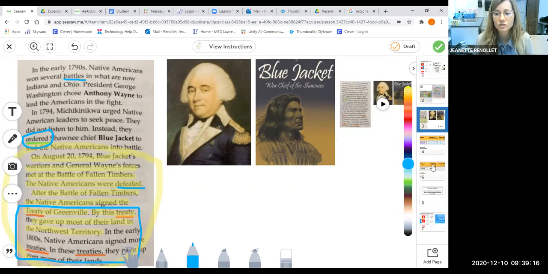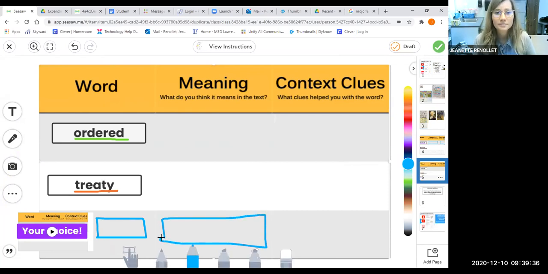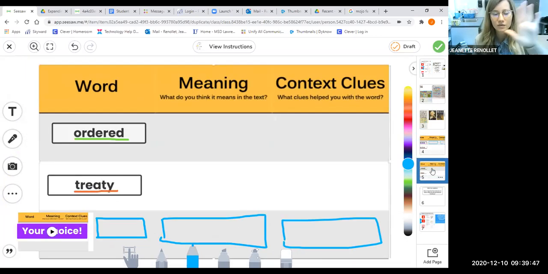When you are done using your context clues for those 4 words, you get to choose a word. You get to choose a word that you don't know. Tell me what the word is by typing it here. Tell me what that word probably means. And tell me what clues helped you in the text. So your job is to complete slides 4 and 5.